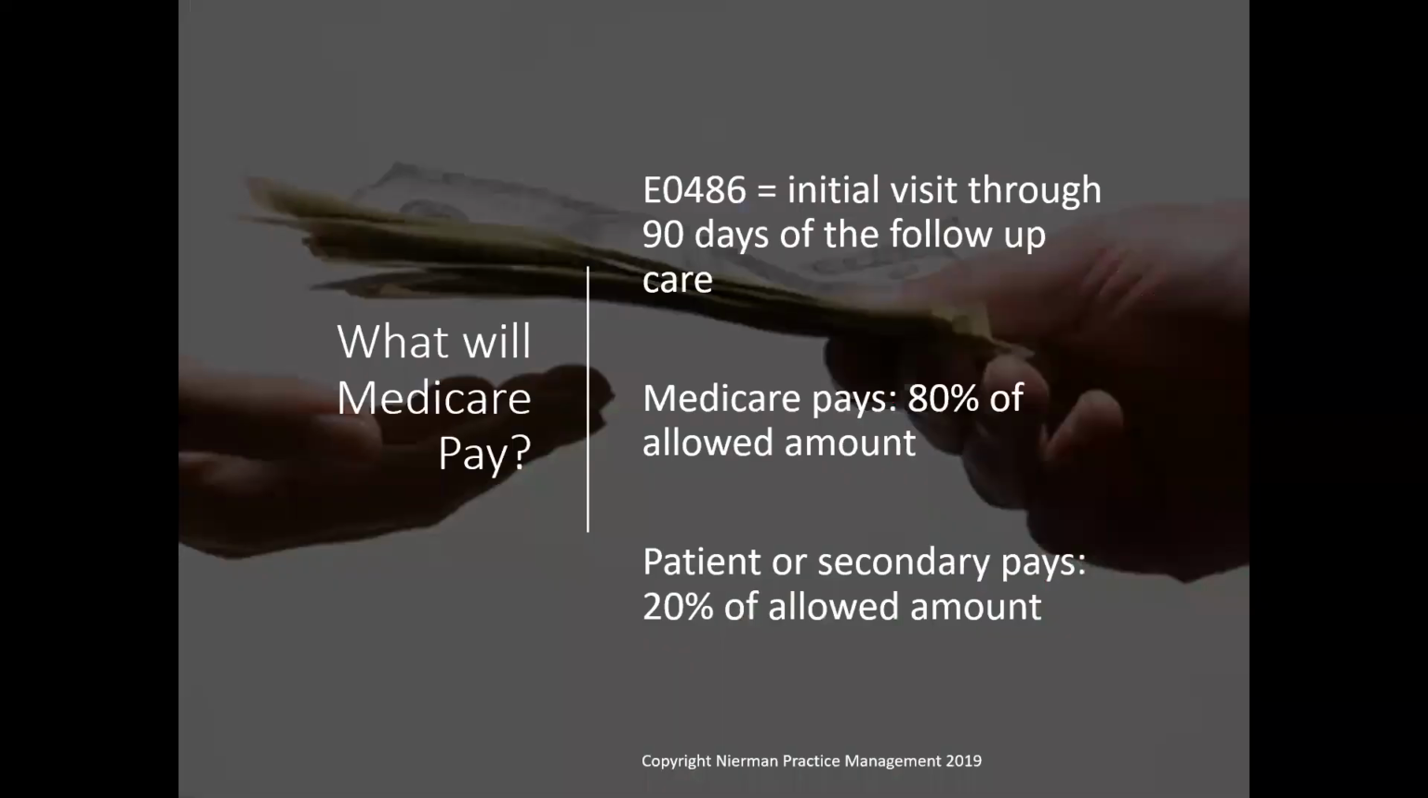And Medicare, we'll talk a little more about what Medicare will pay, but what services will they pay for? The E0486, the custom oral appliance, everything's included in that from the initial visit through 90 days of follow-up care. Medicare pays 80% of the allowed amount, and I'll show you some amounts in just a second. And then the patient or the secondary pays the copayment of 20% of the allowed amount.